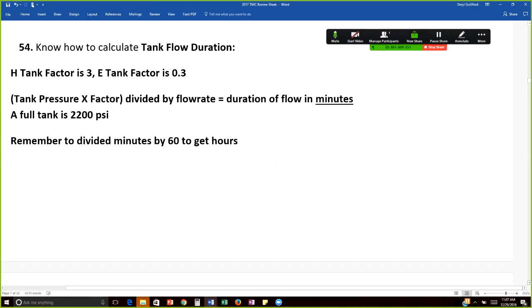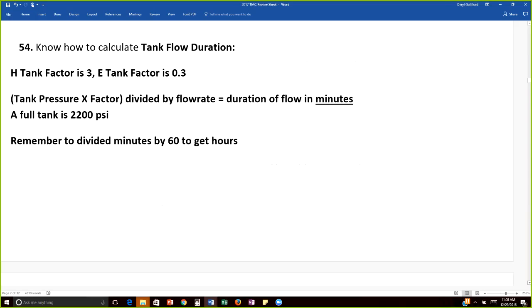All right, calculating tank flow duration. You very likely will have one of these on your test. The H tank factor is 3. The E tank factor is 0.3. So if you just take that tank pressure, and a full tank is 2,200 PSI, and then multiply that by the factor and divide by the flow rate, that gives you the duration of flow in minutes. Then you must remember to divide the minutes by 60 to get hours. So tank pressure times the factor, which is 3 for H tanks and 0.3 for E tanks, then divide by the flow rate. That gives you the duration of flow in minutes, and then you divide by 60 to get hours.